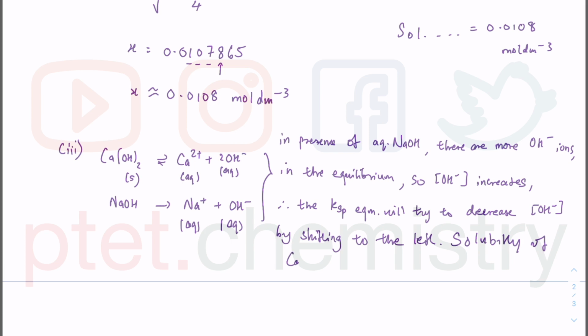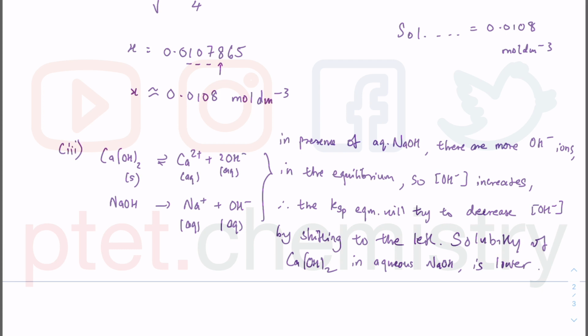of calcium hydroxide decreases. They say suggest how it would vary compared to in water. In water, you don't have these, so the solubility of calcium hydroxide in aqueous sodium hydroxide would decrease, will be lower. In aqueous NaOH it is lower, or the solubility decreases.